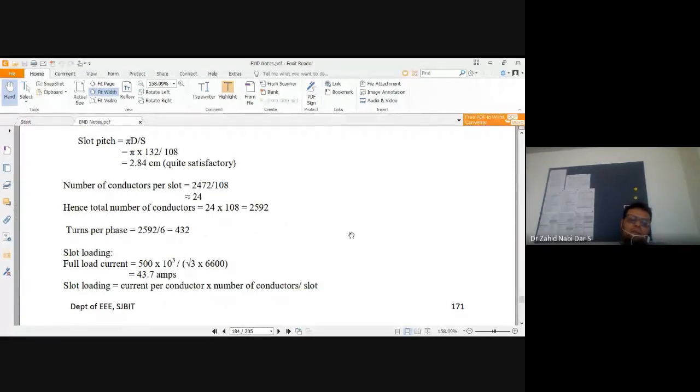Now I calculate my turns per phase. Turns per phase for three phase would be 6 times of this.